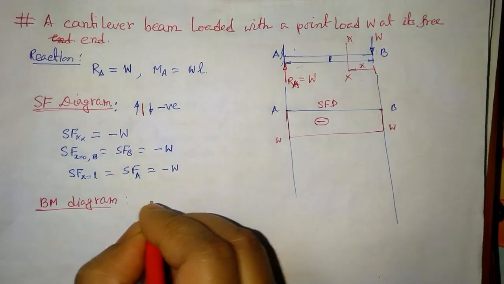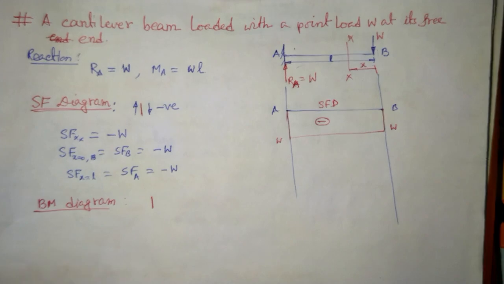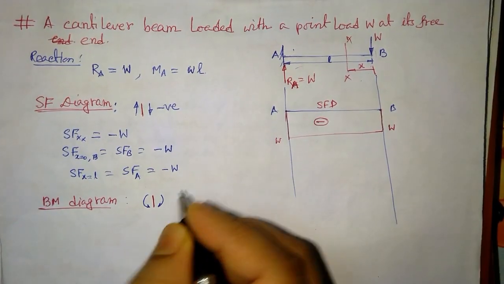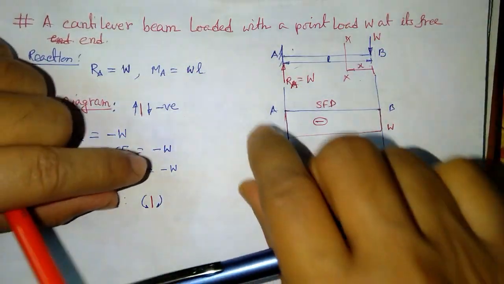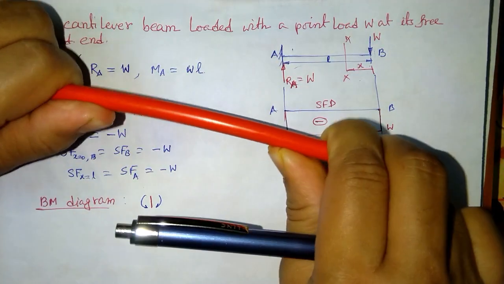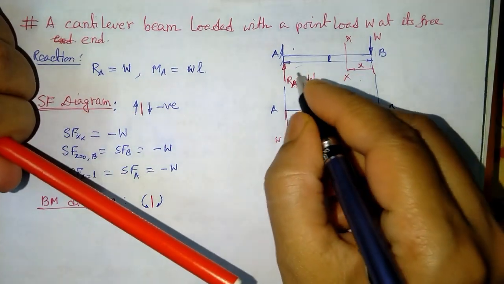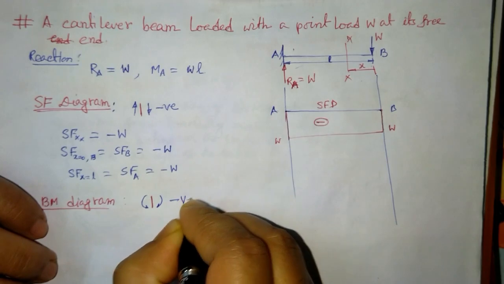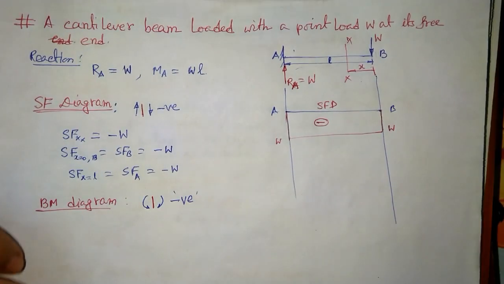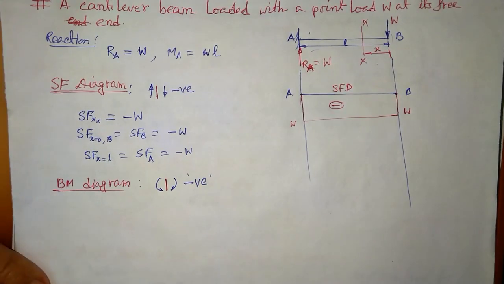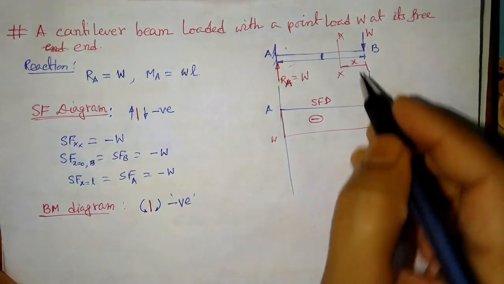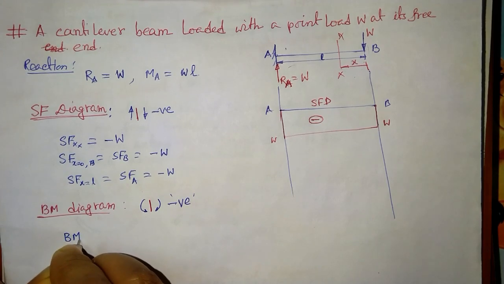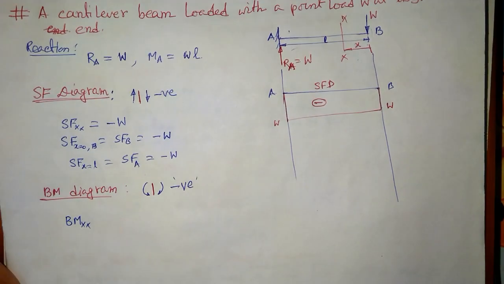So for bending moment, let's make the sign convention. If it bends like this, there will be a convex or hogging bending, so this can be taken as negative. Okay, so hogging bending will be taken as negative. Similarly, I have taken that same section XX, so let's see the bending moment at XX.